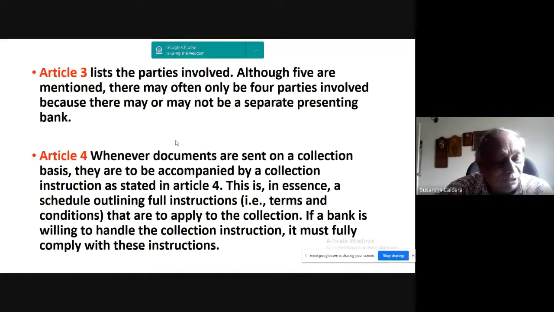Then the collecting bank will only be guided by the instructions on the collection instructions itself. That's it, right? The collecting bank will not look elsewhere for instructions. They will be guided only by the instructions they have received from the remitting bank. For the remitting bank to give those instructions without ambiguity, they should get it clearly. That's why everybody follows the same collection order form.